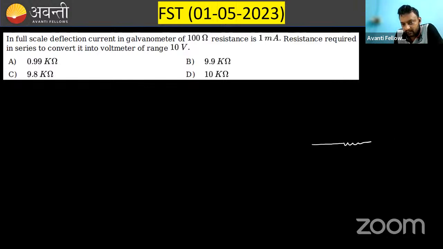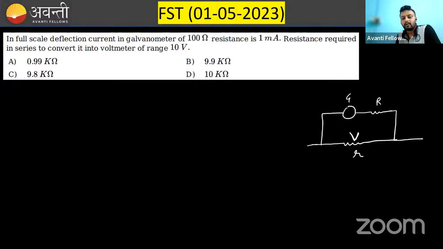Let's suppose this is some resistor R, along which I need to connect a voltmeter. So I have connected a galvanometer, which has some resistance G, and a series resistor R. This whole combination is known as a voltmeter, and the potential, the range to be measured, is V. The current in this is IG, the full scale deflection current.